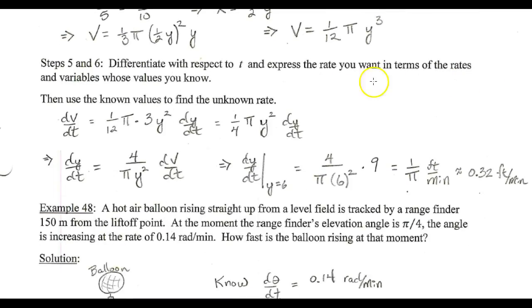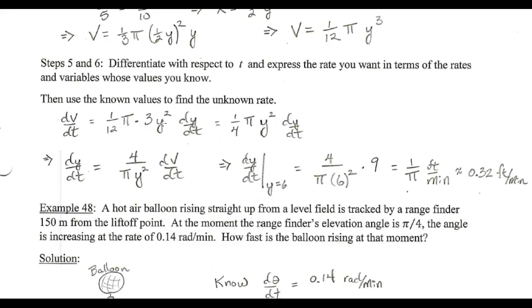And then the last two steps: I want to differentiate this equation with respect to t, and express the rate we want, which remember we wanted dy/dt when we know dV/dt. So I want to express the rate I want in terms of the rates and variables whose values I do know. Then we use those known values to find the unknown rate. So first of all, take this function, V equals 1/12 pi y cubed, and differentiate both sides with respect to t. So dV/dt equals 1/12 pi, those are just constants, put them in front. Then I have the derivative of y cubed with respect to t. So y is some unknown function of t, so I have to use implicit differentiation.